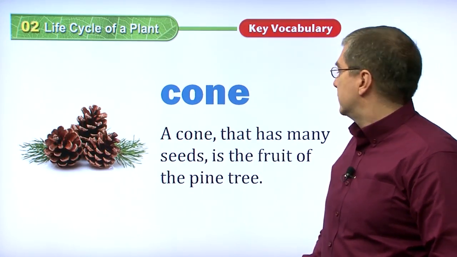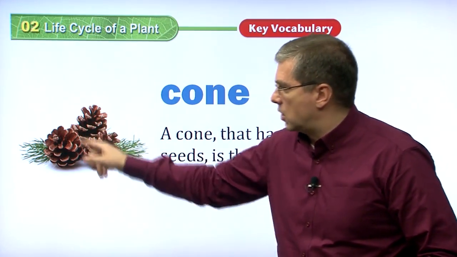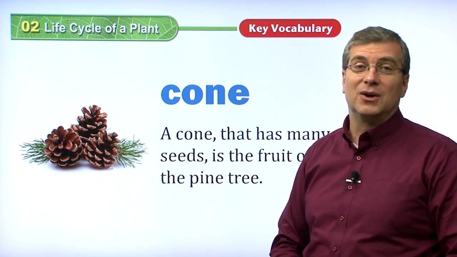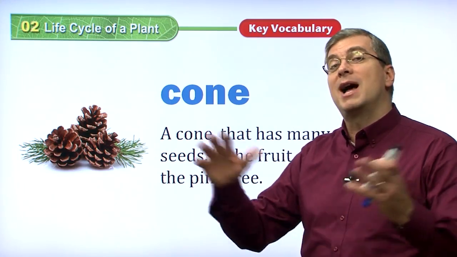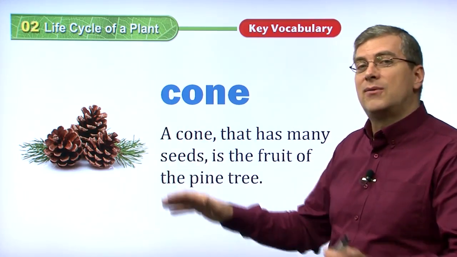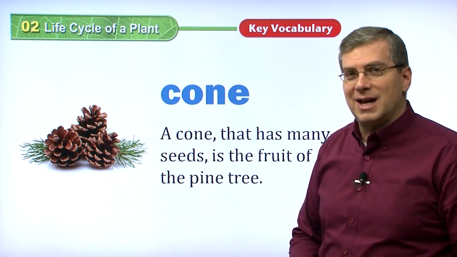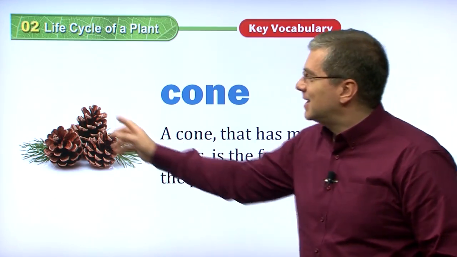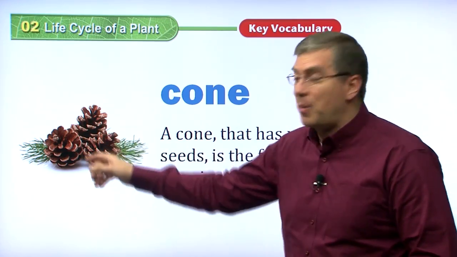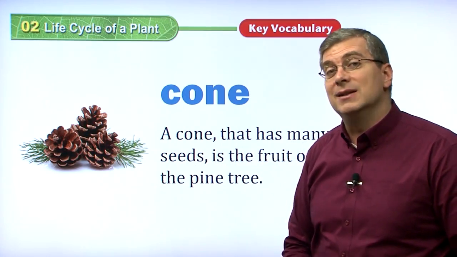A cone is where the seeds will grow. Now this is a special kind of cone, right? You see these in the fall and especially in the winter. If you go into a pine forest, there are many pine trees around in Korea. If you go into the forest, like maybe some of the national parks like Soraksan, Woraksan, Chirisan, right? You can see all of these different cones lying around on the ground. These are pine cones. And inside the cone, there are little seeds.